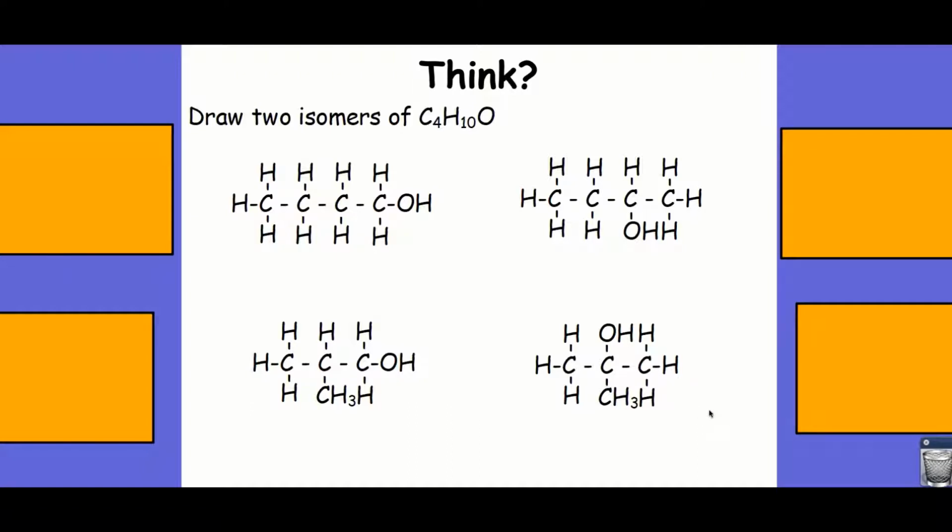So that is something that you should be able to do already. You should feel quite comfortable with that. Remember, looking for the longest carbon chain, and knowing that the definition of an isomer, as you know just now, is a molecule with the same molecular formula, so in this case C4H10O, but a different structural formula in that the atoms are arranged in a different way.